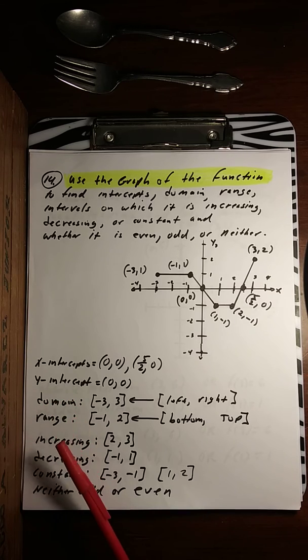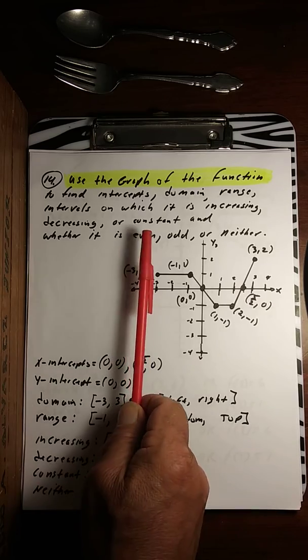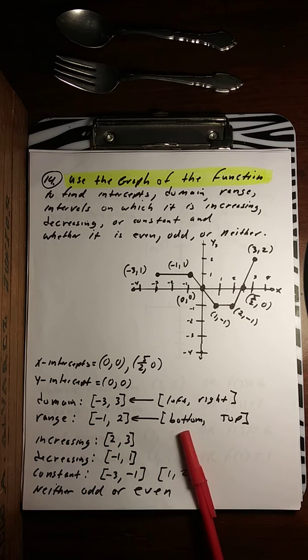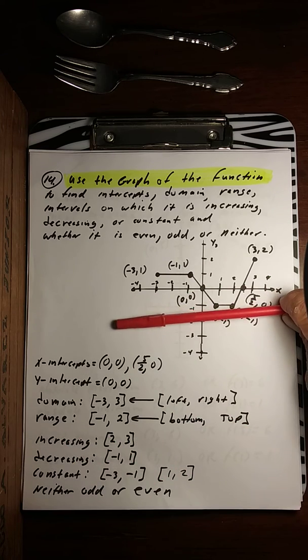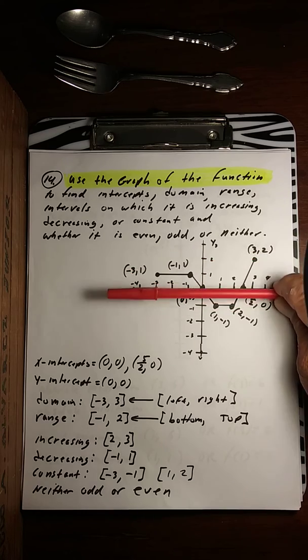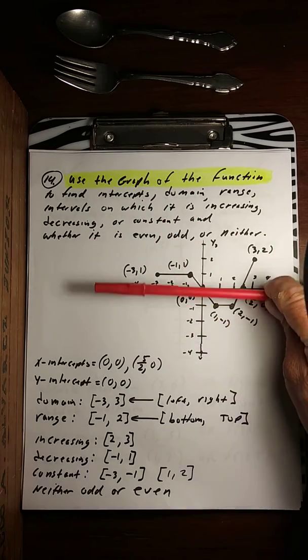domain. Well, domain is from -3 to 3, from there to there. Range from the bottom, -1, down here, -1 to where? To 2. -1 to 2, and it stops right there. From -1 to 2. Domain and range.